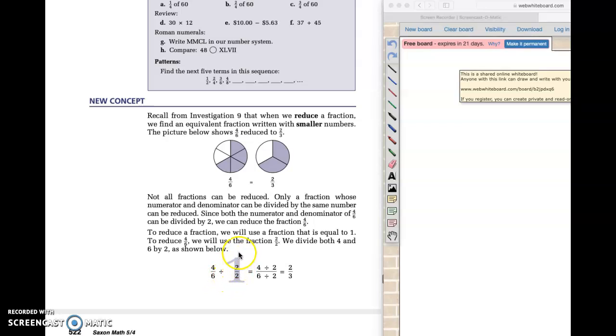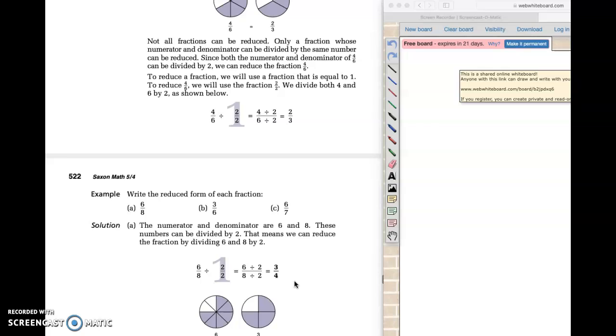Here, and just to review, anytime you have a number divided by itself, it's the same thing as dividing by 1, because any number divided by itself is 1. And when you divide by 1, your quantity doesn't change. So 4/6 divided by 2/2 is 2/3. Let's go ahead and look at the next example.